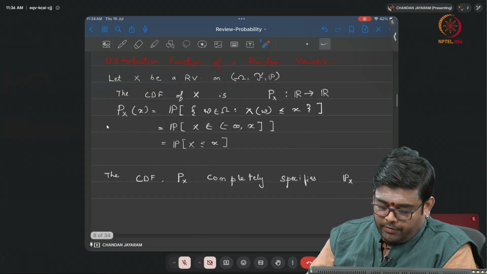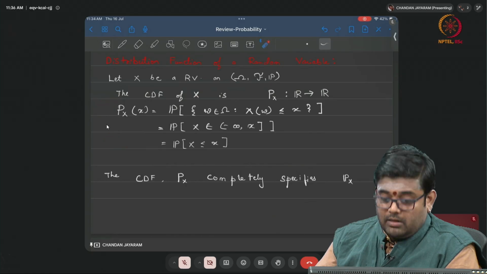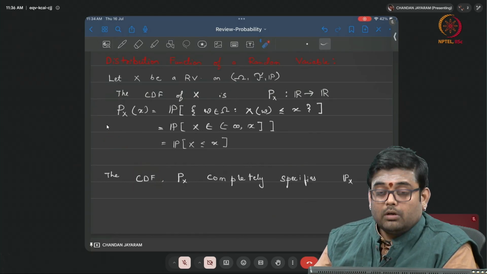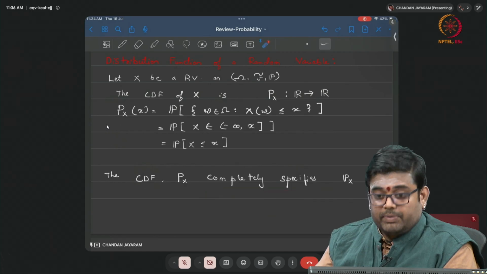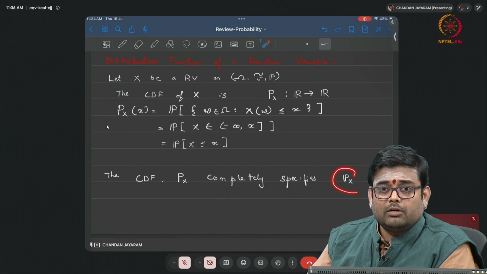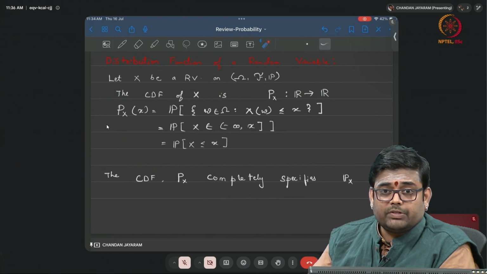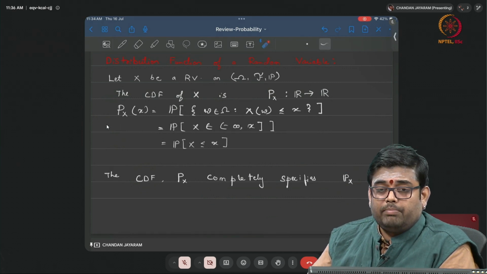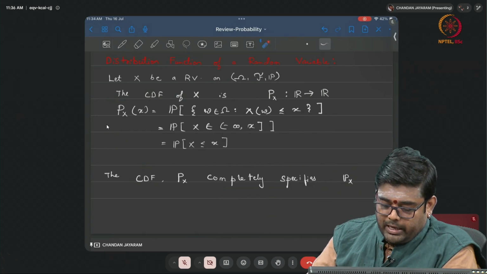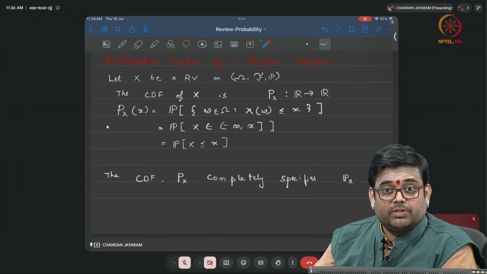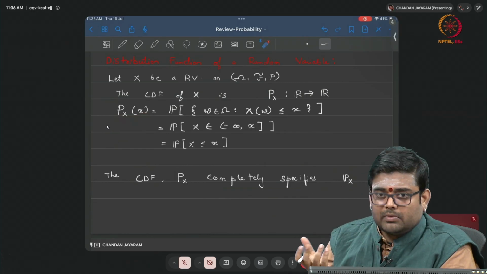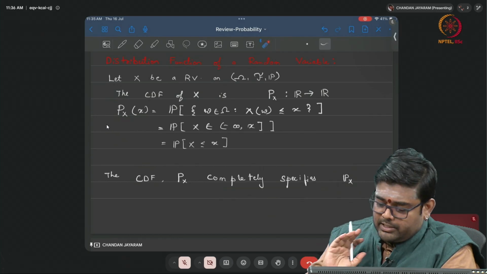It is very easy to see that the cumulative distribution function completely specifies the probability assignment for this random variable x. What do you mean by completely specifying? It means that if you give this CDF for all the x considered, then I can know the probability of each event. It is easy for us to trace back and obtain it.